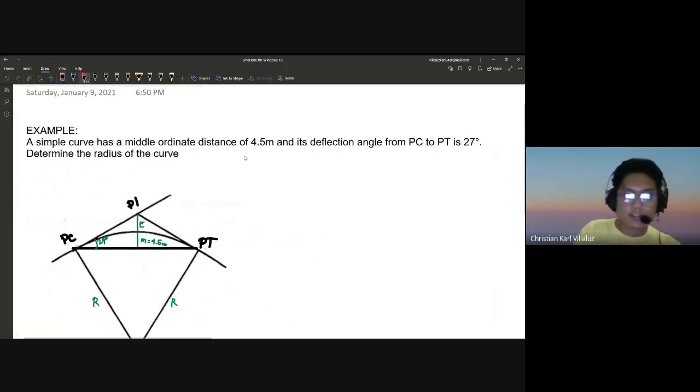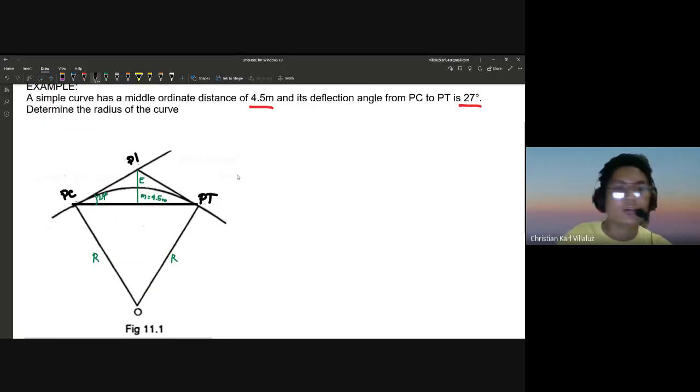A simple curve given a middle ordinate of 4.5 and a deflection angle from PC to PT of 27 degrees. Determine the radius of the curve. So, ganun class kung walang binigay na azimuth of the tangents, mag-drawing na lang kayo ng sample simple curve. And yun yung basihan nyo o yun yung lagyan nyo ng mga given. At doon nyo i-assign yung given natin na 4.5, which is this one, middle ordinate. And the deflection angle ng PC to PT, which is 27 degrees.